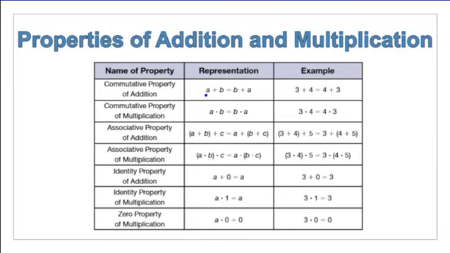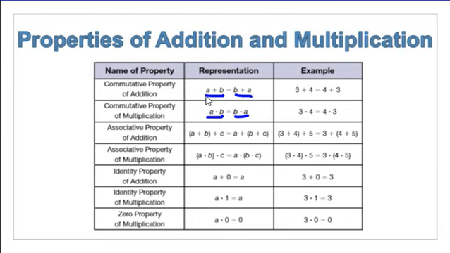So here, a plus b is still the same as b plus a. They just switched positions. Or a times b is still the same thing as b times a. So commutative property of addition and multiplication, you're just switching the numbers.